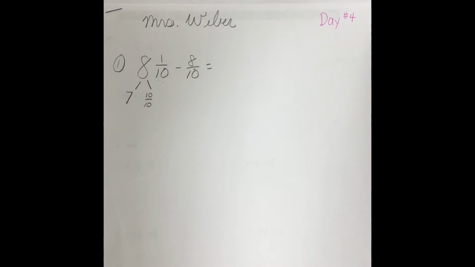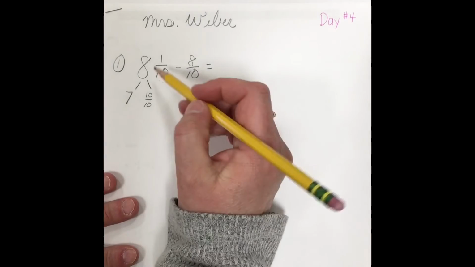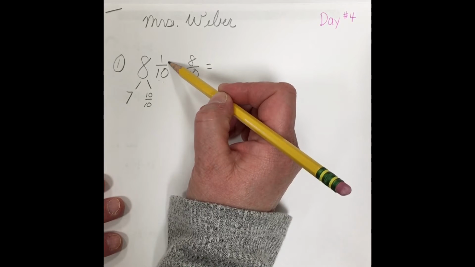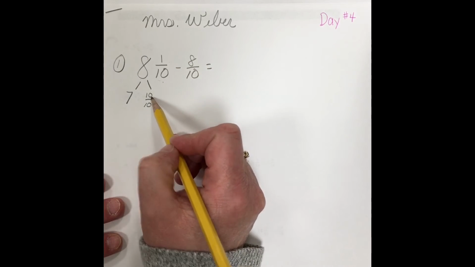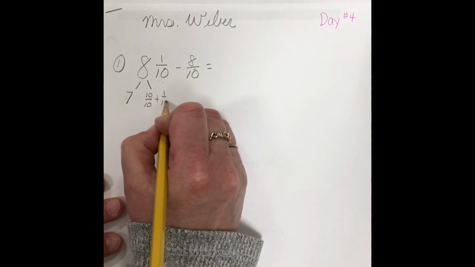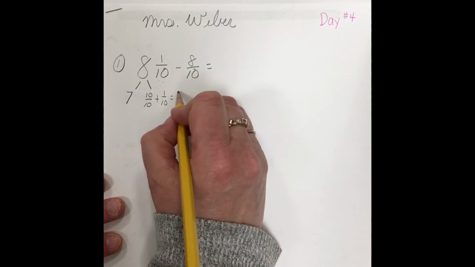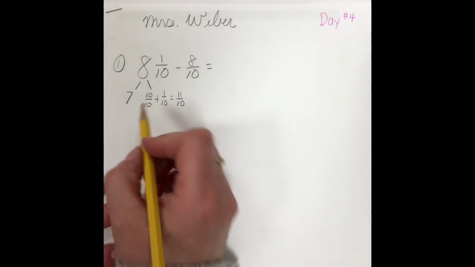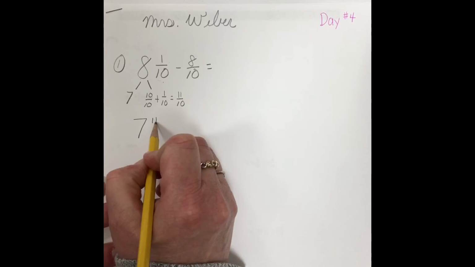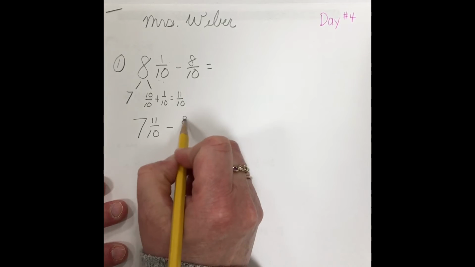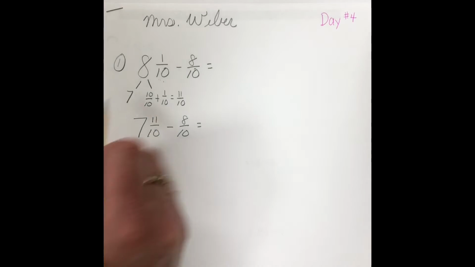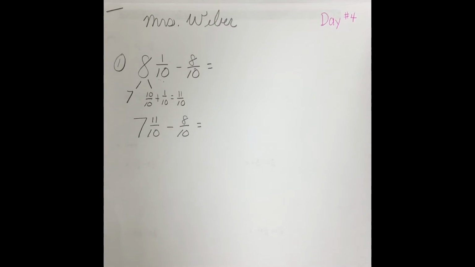Now, before I subtract, I'm not just dealing with the number 8. I also have the fractional piece of 1/10. So I'm going to take the 10/10 and I'm going to add in the 1/10. When I do that, I get 11/10. So now what I'm really doing is taking 7 and 11/10 and I'm subtracting 8/10. It's really important, everybody. I want you to show me all of the steps. I need to see your work.